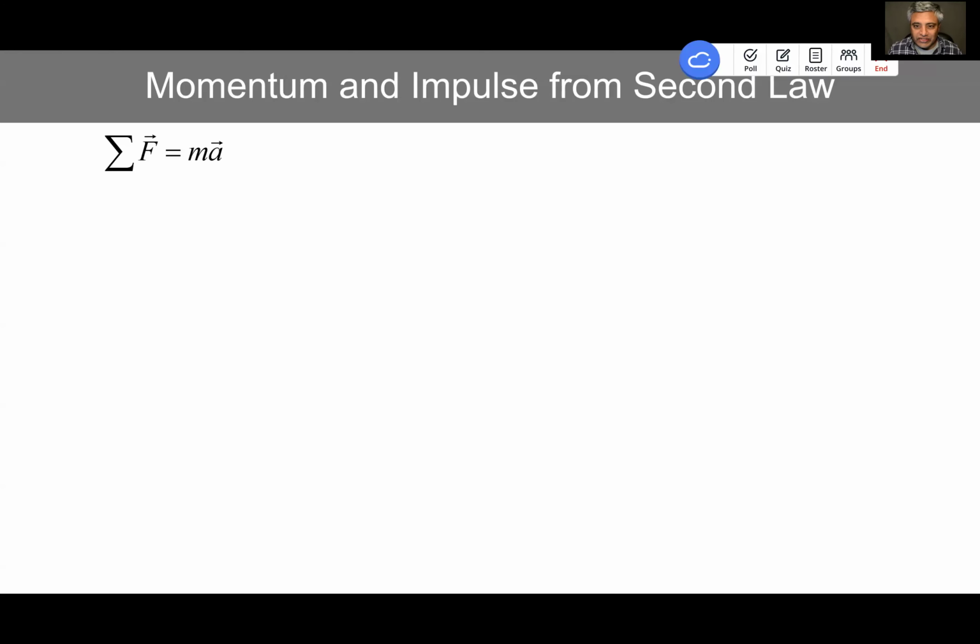So far in the semester, we have covered three main ideas: kinematics, dynamics, and conservation principles. And we will be talking about two conservation principles this semester. One is conservation of energy, which we finished talking about. Another one is conservation of momentum. So today we're going to be heading towards conservation of momentum.